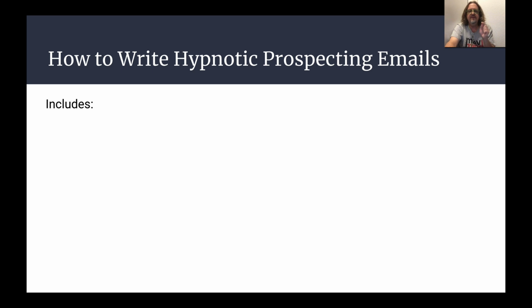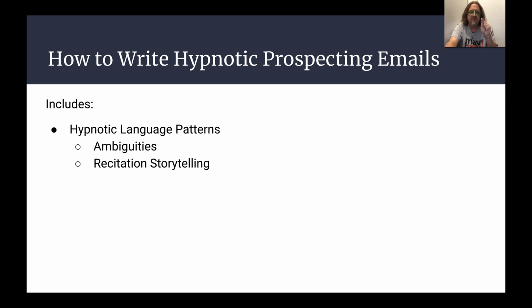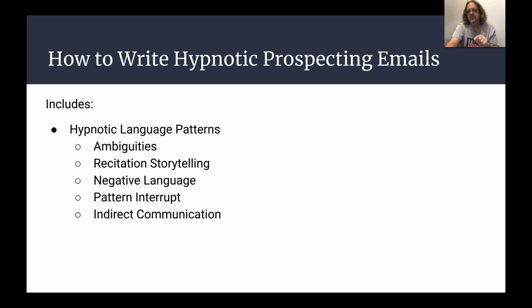Now, what's included in this hypnotic prospecting email course? You have the hypnotic language patterns, like ambiguities, like I talked about, recitation storytelling, negative language, pattern interrupts, indirect communication. Now, again, you can look for this on Google and figure this out, but this is going to be time consuming if you do it yourself. I include it in my course right now, and it's a $500 value because I've actually consulted up to $500. I've been paid to show people this part, these language patterns. But this is included in the course already.